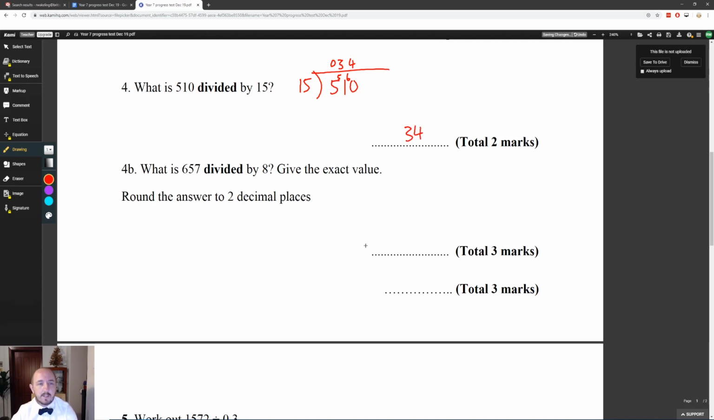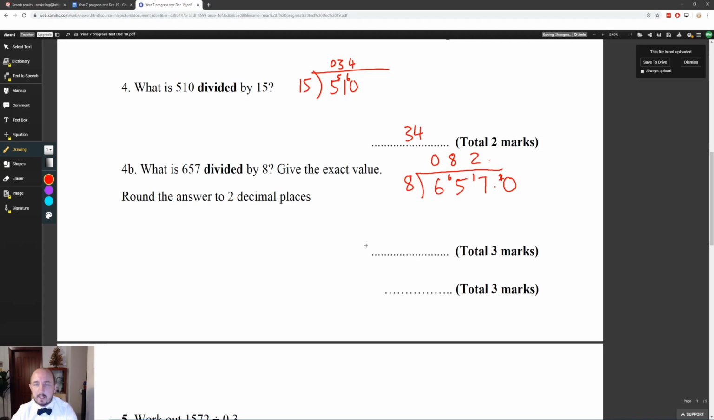What is 657 divided by 8? So 8 into 6 goes 0, carry the 6. 8 into 65 go 8, remainder 1. And 8 into 17 go 2. So we have a remainder here, so we're going to have to add a digit here. So we're going to have to add an extra 0 there. Sorry, that's a 1.